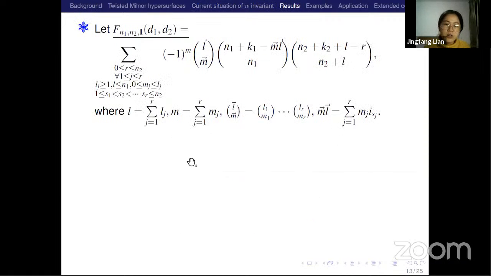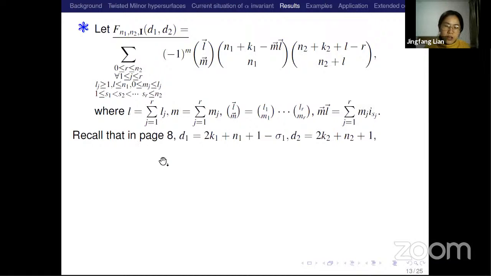And here is our result. First, we define a formula F with some indices d1 and d2, expressed with its Poincaré dual cohomology class, and the formula is expressed as the sum of the multiplications of some binomial coefficients, where M is the sum of Mj and L is the sum of Lj, and the binomial coefficient of vector L and vector M is the multiplication of some binomial coefficients, and the multiplication of vector M and vector L is similar.